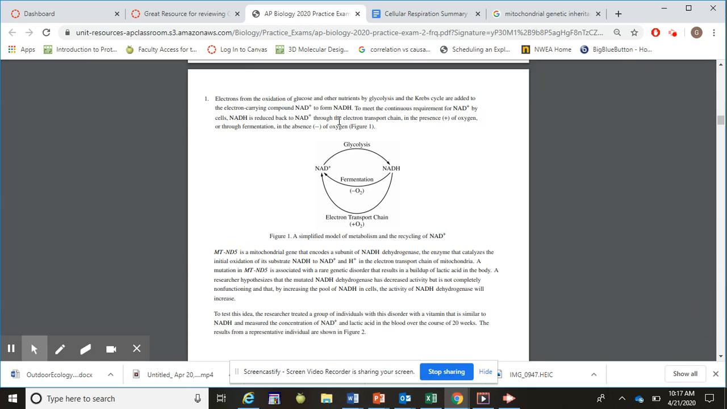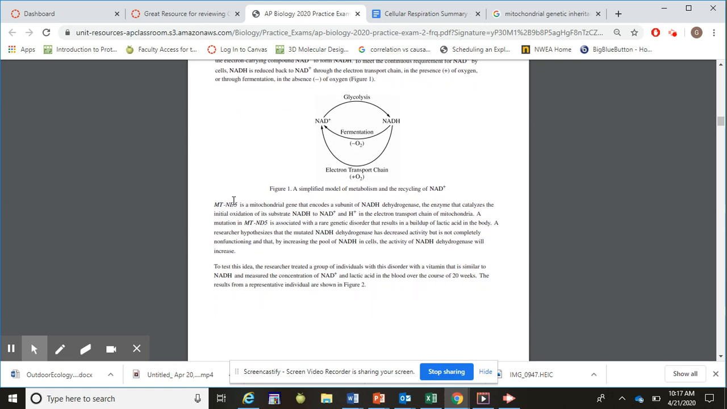To meet the continuous requirement of NAD+ by cells, NADH is oxidized back to NAD+ through the electron transport chain in the presence of oxygen, or through fermentation in the absence of oxygen. MTND5 is a mitochondrial gene that encodes a subunit of NADH dehydrogenase. Remember, anytime we end in -ase, it's probably an enzyme. This enzyme catalyzes the initial oxidation of its substrate, NADH, to NAD+ and H+ in the electron transport chain of mitochondria. So basically, this enzyme is going to be responsible for taking the electron and returning this molecule back to the empty Uber and a proton, which we can pump through the membrane to create ATP.